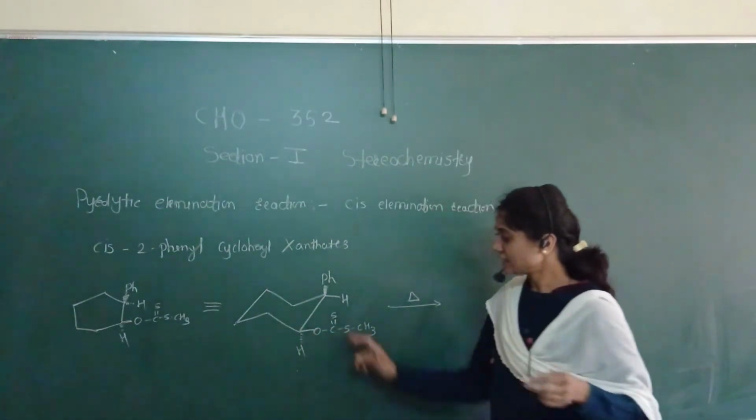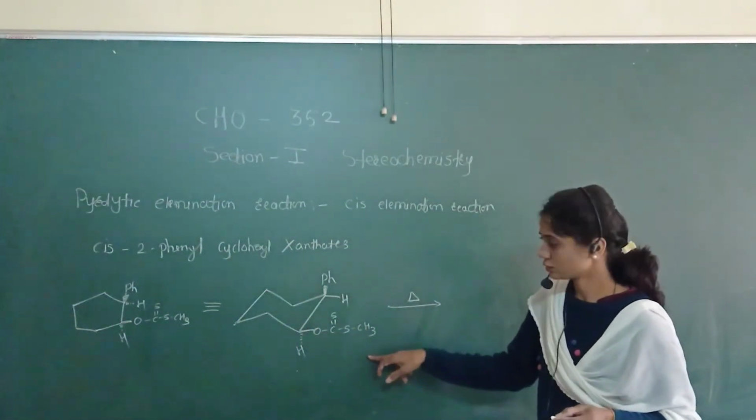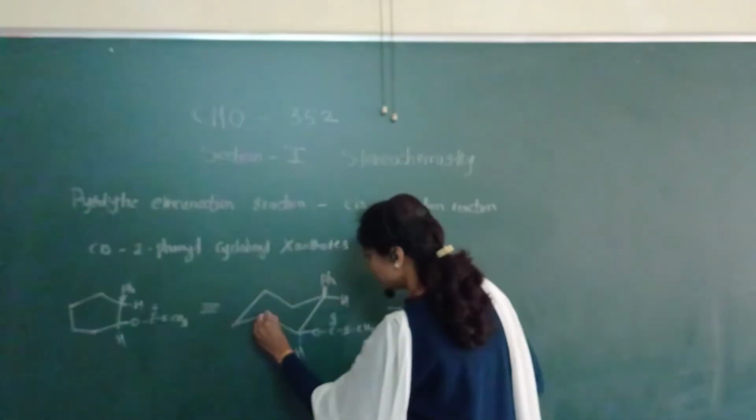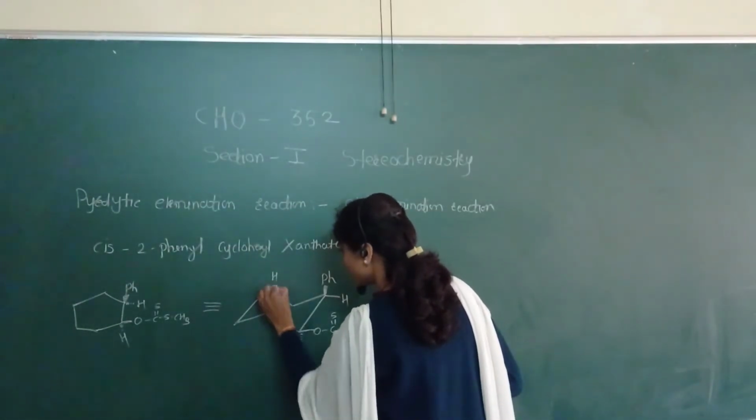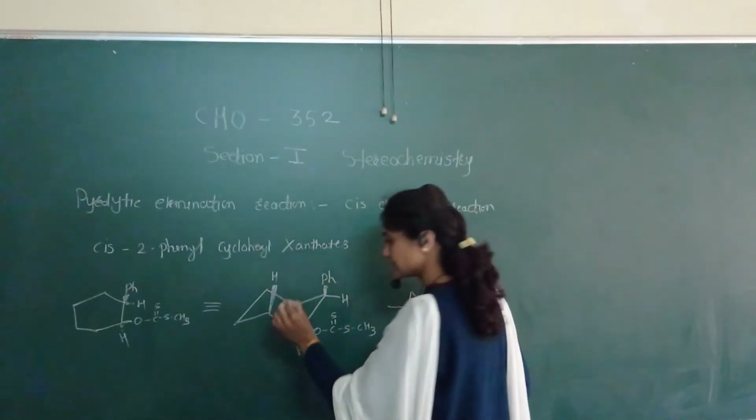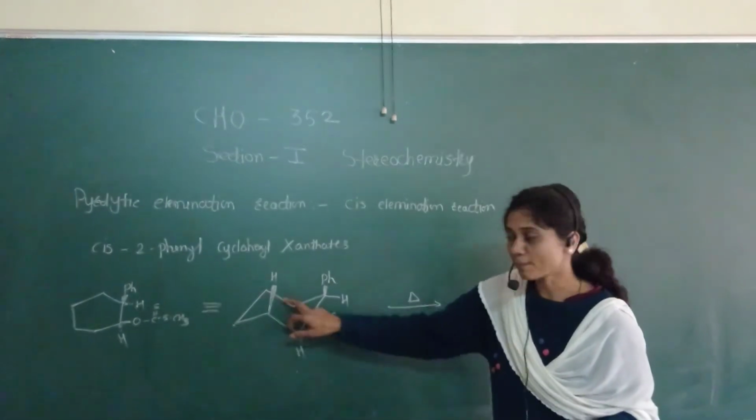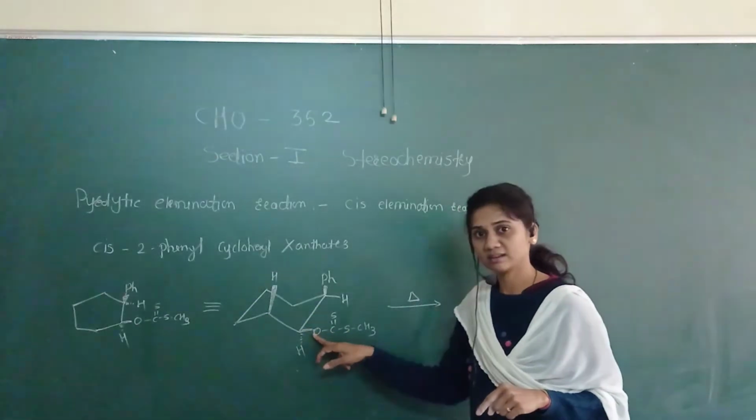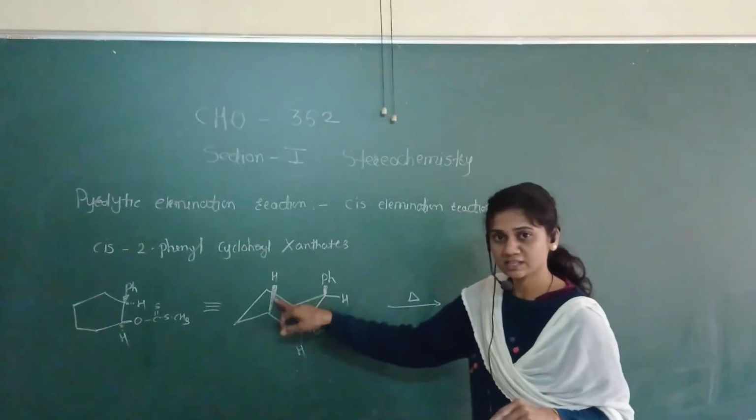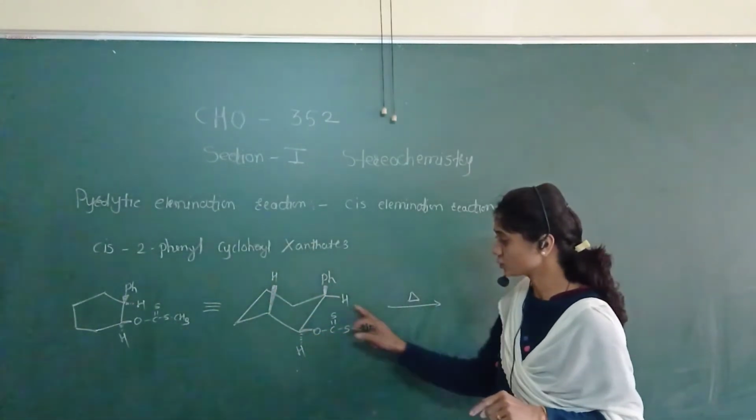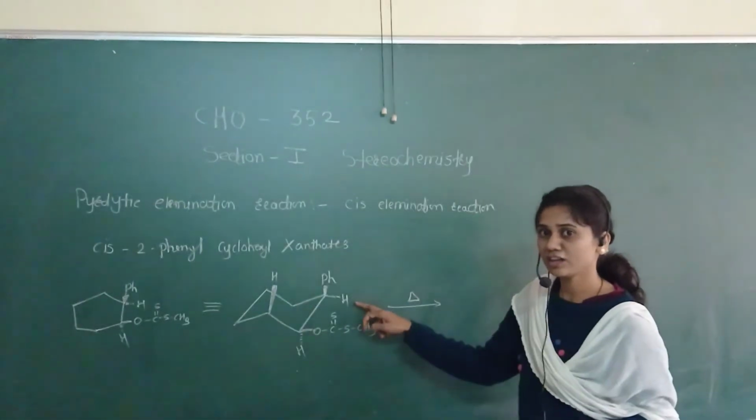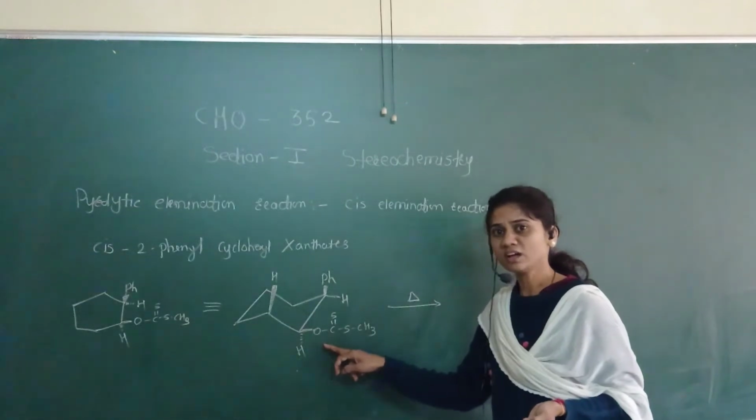Suppose the eliminating groups must be cis to each other. Suppose this xanthate is our eliminating group and this is hydrogen, which is also cis to each other. Cis means both are above the plane, which means one must be at the axial position and one at the equatorial position. Suppose this hydrogen is at the axial position and this xanthate group is at the equatorial position, and here is also a hydrogen at the equatorial position and this xanthate is also at the equatorial position.